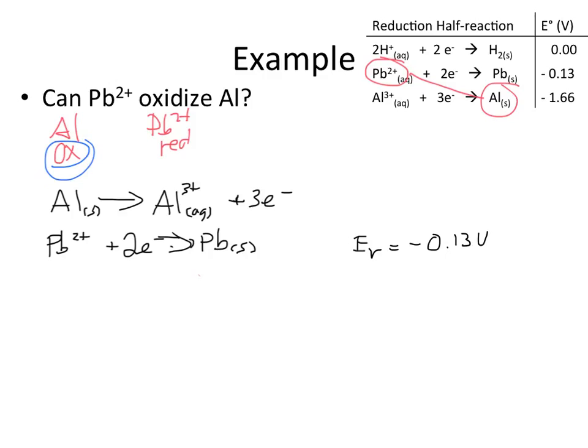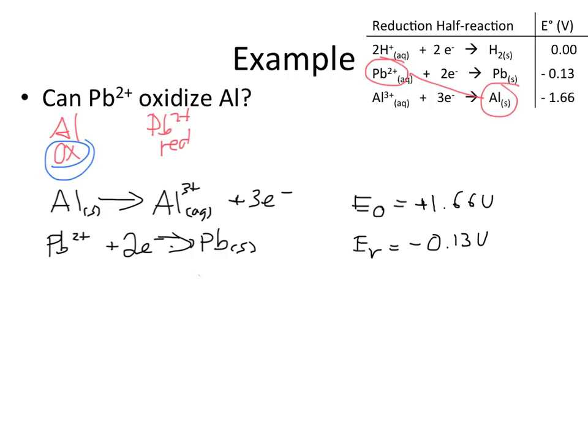Now, the Al version looks very similar to the equation in the table, except that it's reversed. We go from Al solid to Al3+ plus 3 electrons. In the table, this is the reduction, so this is our oxidation reaction. We flipped this reaction around, so we also have to flip the sign. When it was being reduced, it was negative 1.66; it did not want to be reduced. But because it's now being oxidized, we flip that sign and get positive 1.66 volts. So that is our oxidation potential and our reduction potential.